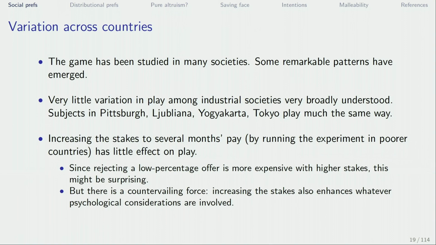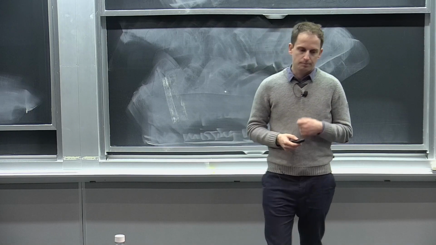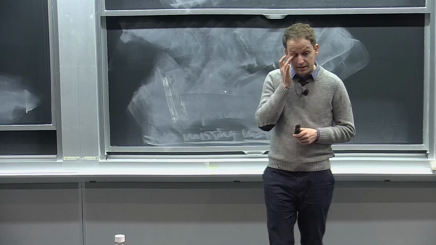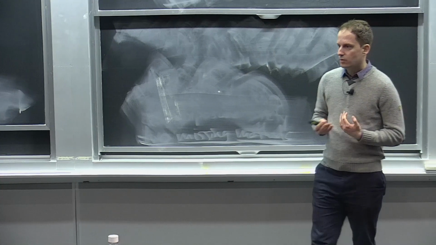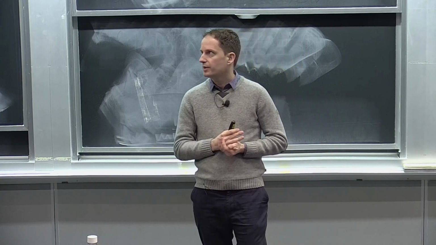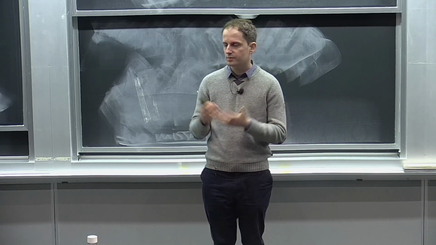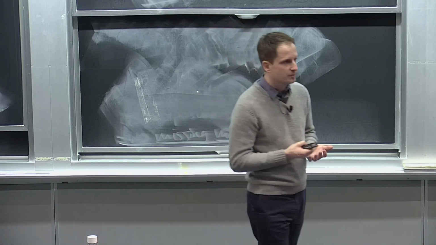That's exactly right. So now, there's a very interesting paper that does this ultimatum game in hunter-gatherer societies and asks the question: while it seems that people behave fairly similarly in these games in industrialized societies, whether they're relatively rich or not, people seem to behave very similarly.